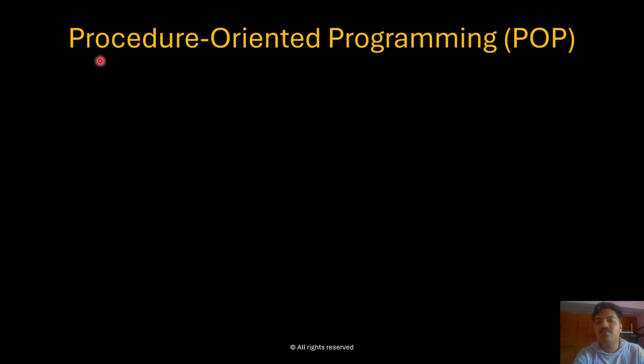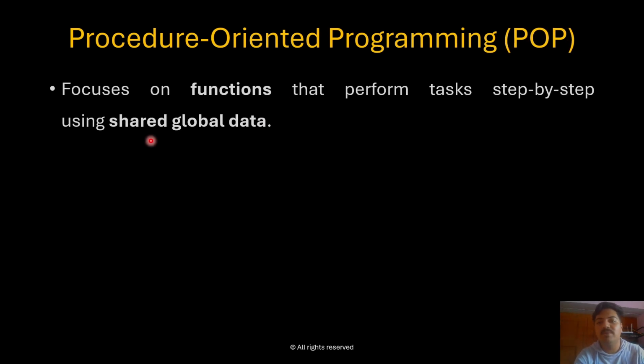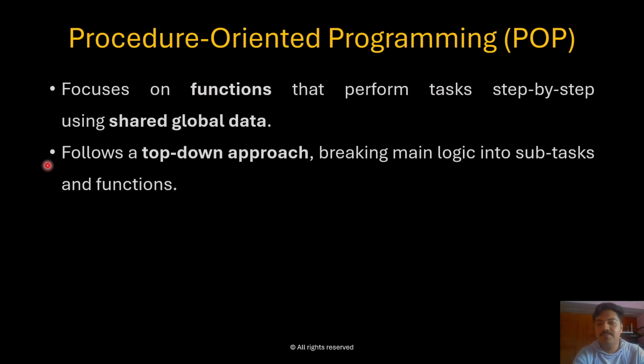So first we will be starting with procedural oriented programming, POP. It focuses on functions that perform tasks step by step using shared global data. So in this, the data is globally defined and the task is performed by functions, but step by step. It follows a top-down approach. Basically, it breaks the main logic of any program, like a big program, into smaller chunks that are known as functions, subtasks, and functions.